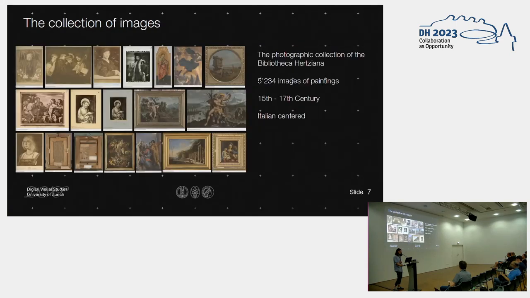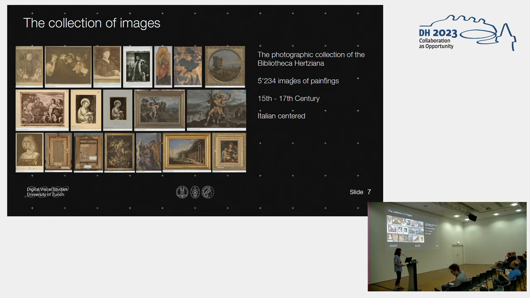And the data set that we are trying to annotate is a very small data set of images, because we are at the first stage of the project. And you know also that there are sometimes copyright issues. So we are here using images from the photographic collection of the Biblioteca Hertziana in Rome. We have about 5,000 paintings from the early modern time.